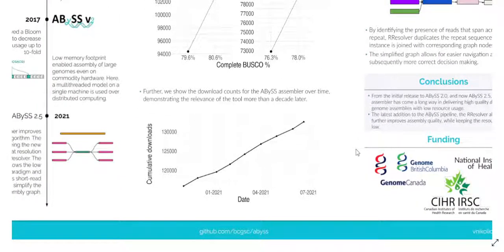And further, we showed the download counts for the ABySS assembler over time. So this y-axis shows the cumulative downloads of the assembler, and you can see that in 2021 we still have a steady increase of downloads, and this demonstrates that the tool is relevant even now, more than a decade later.